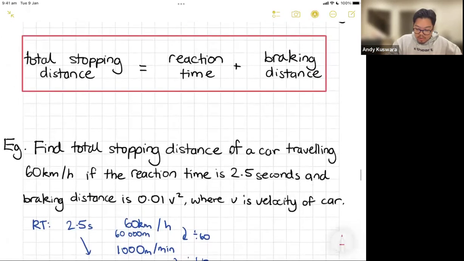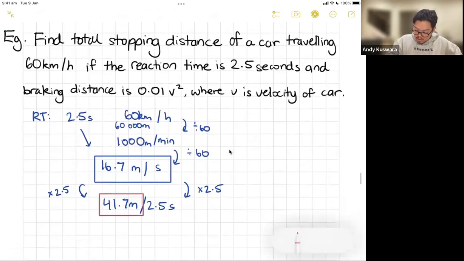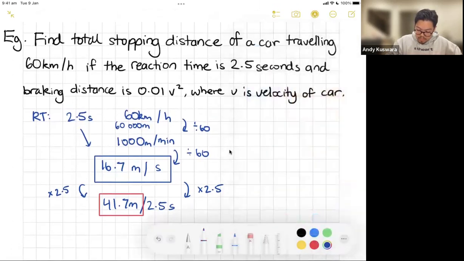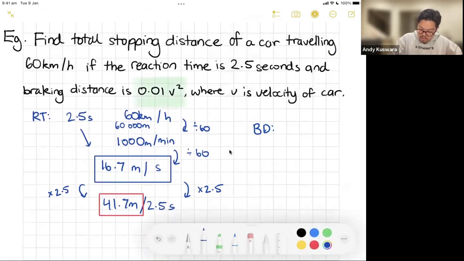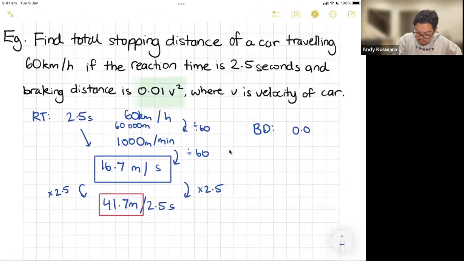Okay, so I've done the first part. Now I just need to find the braking distance. So let's talk about our BD, braking distance. Now it says here, there's a nice little formula it tells you. The braking distance is this. So it's going to be 0.01 multiplied by velocity squared. So in other words, in this case, our speed was 60, and I'm going to square that. So 0.01 times 60 squared, and that's going to give me 36 meters.